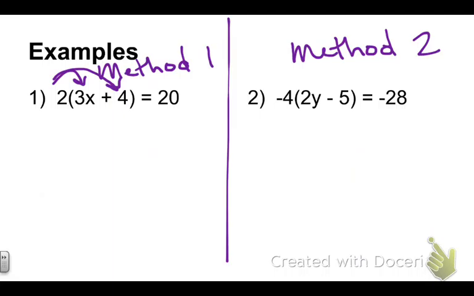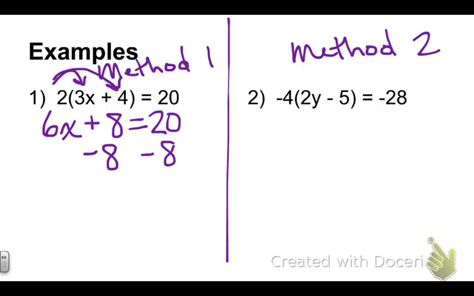So 2 times 3, sorry, my clock's going. Alright, sorry. 2 times 3x is going to give you 6x. 2 times 4 is going to give you a positive 8, and that equals 20. So you can simplify, use the distributive property, and you've got a 2-step equation. So get rid of whatever's being added first. Subtract by 8 on both sides.